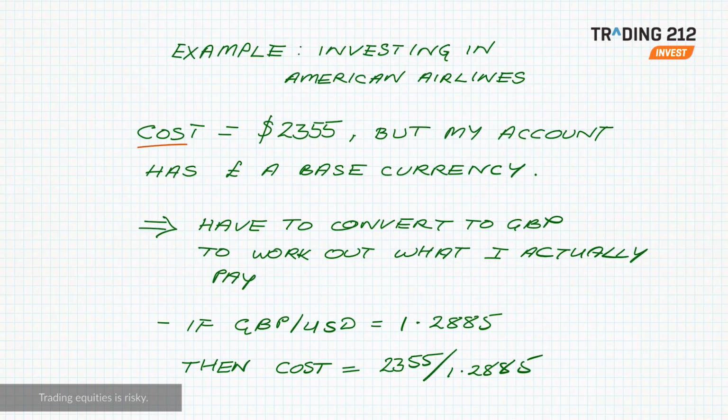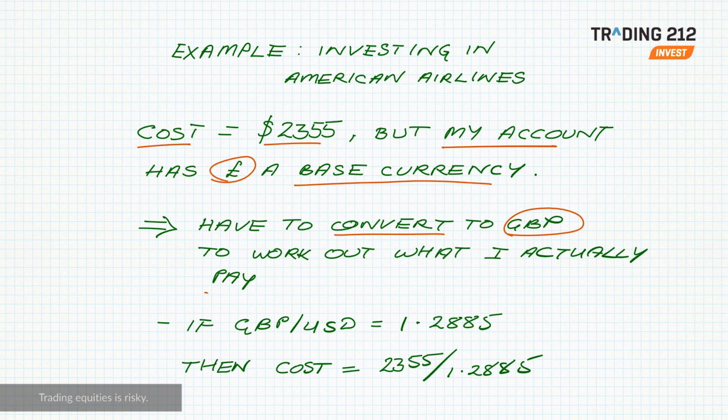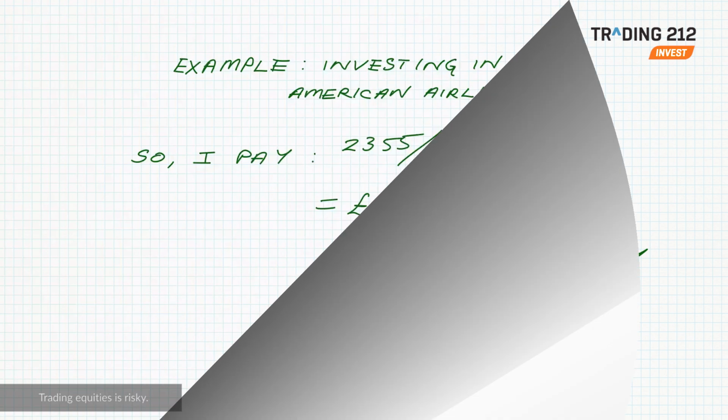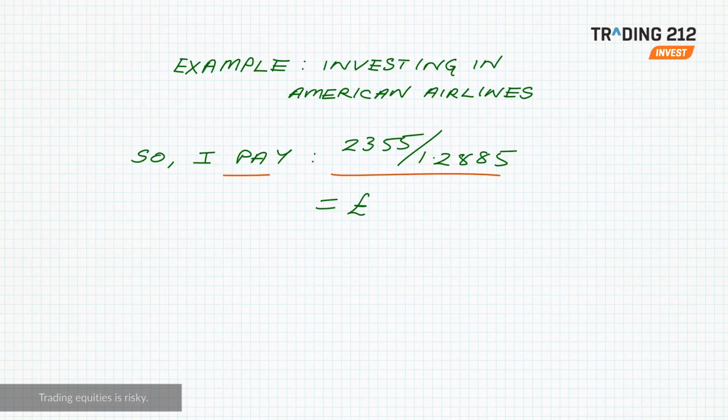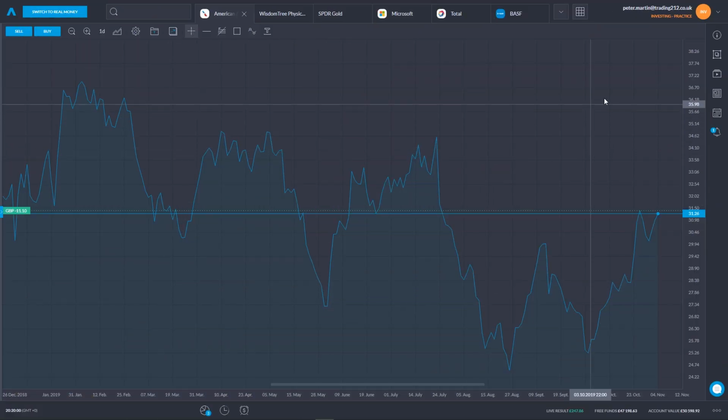So the cost of the investment is $2,355 US dollars, but my account has sterling as a base currency. So what we need to do is convert that amount into British pounds to work out what I actually pay. So if the exchange rate of GBP to USD is, let's say, 1.2885, then the cost to me, the amount I'm going to pay in sterling, is that US dollar amount, $2,355, divided through by the exchange rate of 1.2885. And if you work those numbers through, the amount I pay then is £1,827.69.